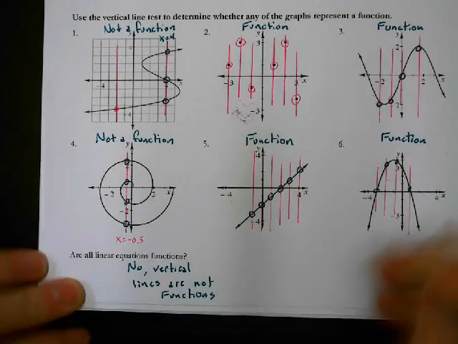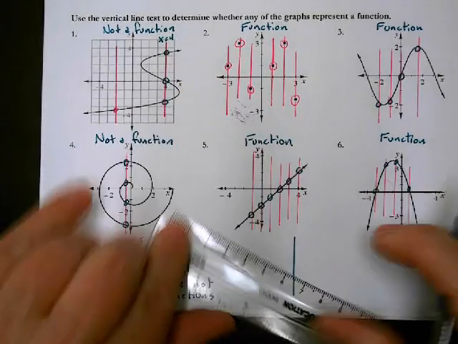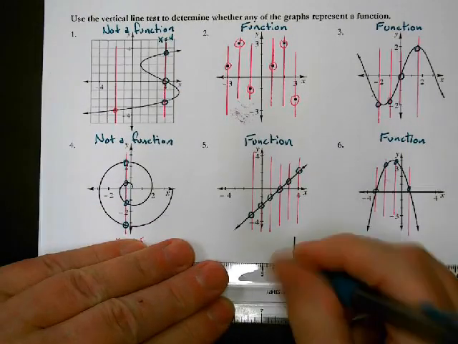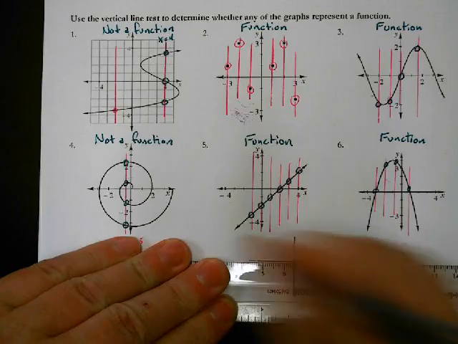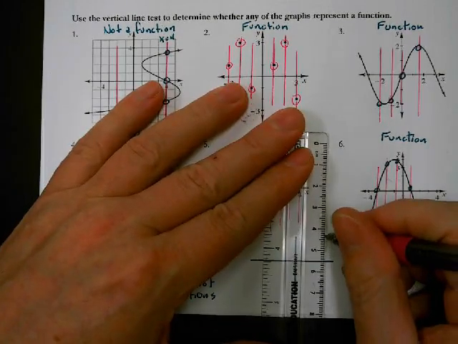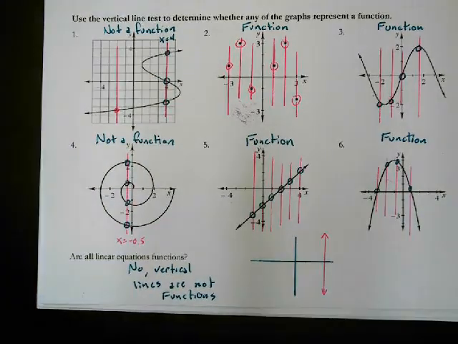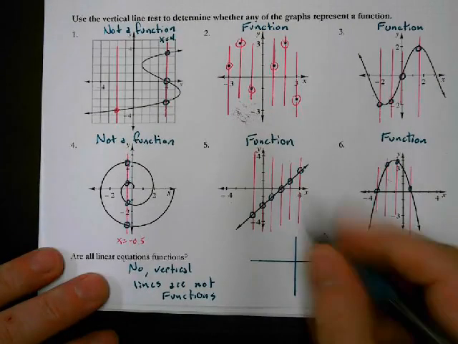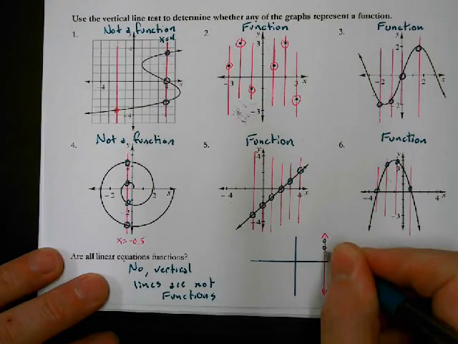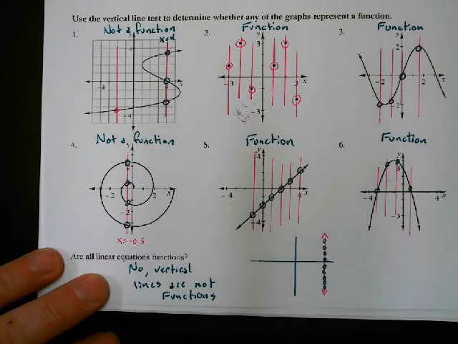So if I did a graph here, let's say I've got a coordinate plane. Let's say I had a vertical line over here going perfectly up and down. So there's the line. That vertical line is not a function. Why? Because it's failing the vertical line test all over the place. If I put a vertical line on top of that vertical line, that fails the vertical line test a lot.